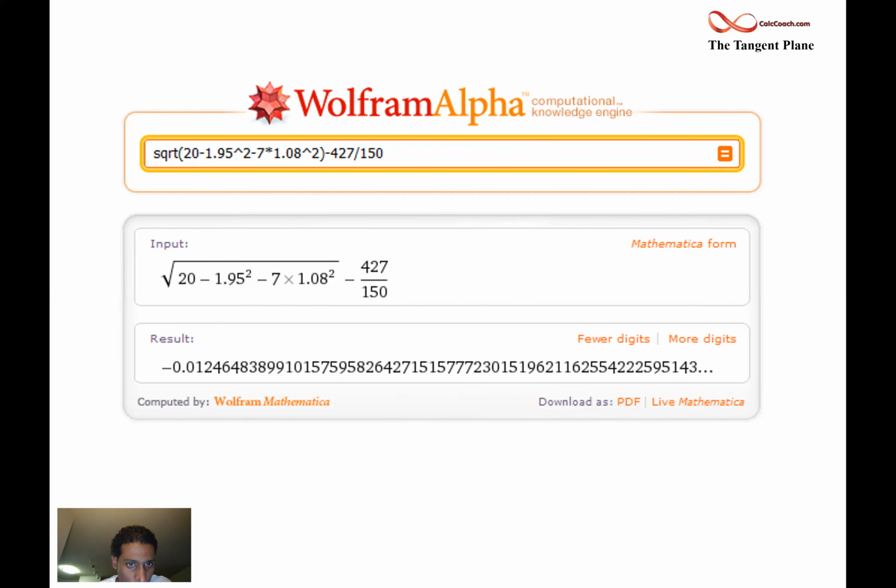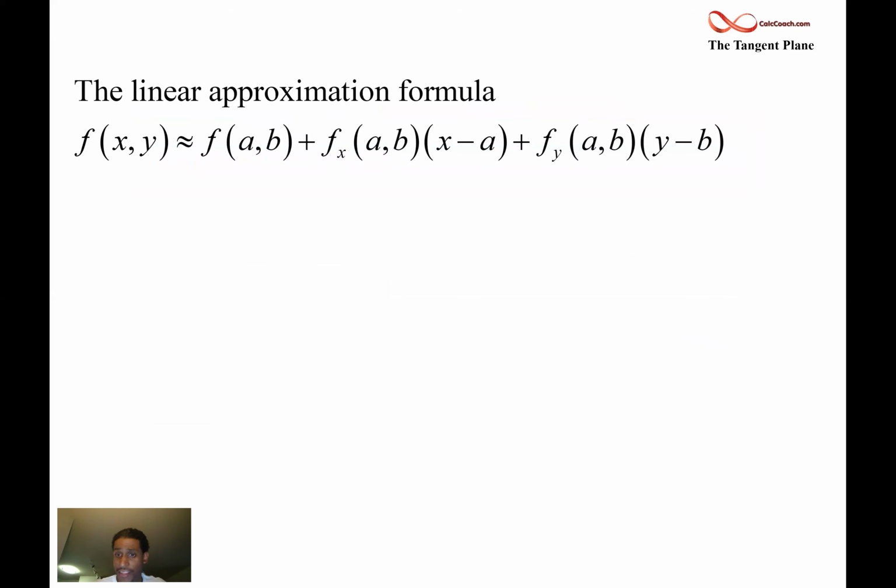And the reason why we're so close to the actual answer is because we only changed x and y by a small amount. So this is our first application of the tangent plane, using it to approximate the function value. See what happens if you dial down x by a certain amount and dial up y by a certain amount, finding the result in z. Okay, now let's formalize that a little more. So we have this linear approximation formula, and the x minus a is the change in x.